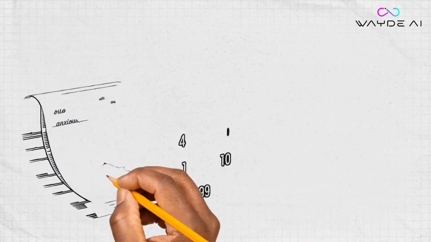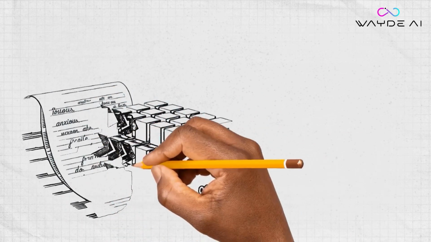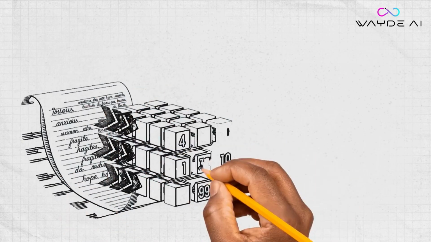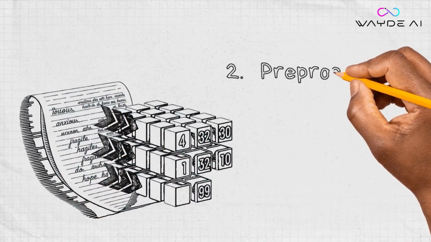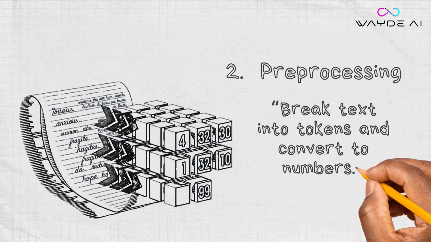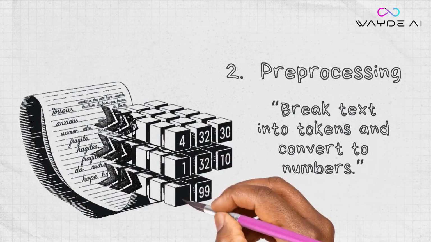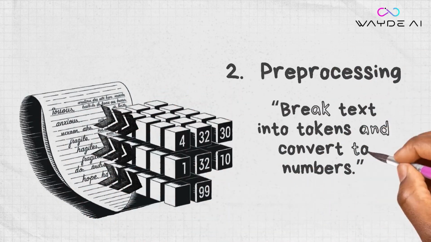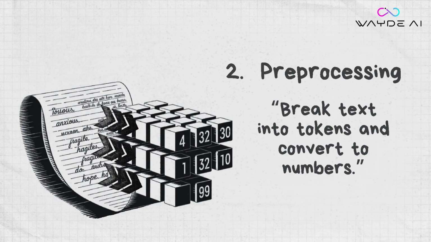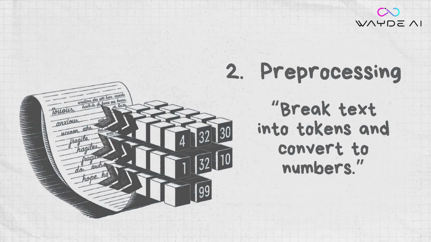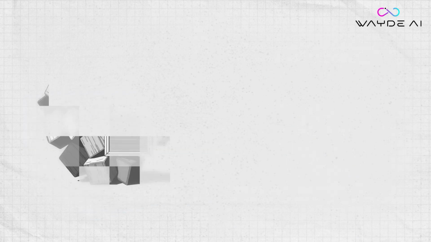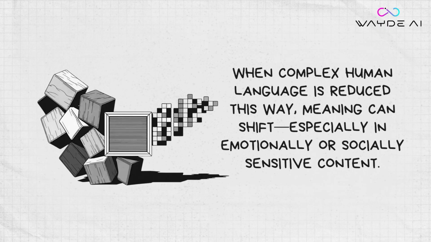Now, once the data is collected, it has to be prepared so a computer can work with it. And this stage is called pre-processing. The text is broken into smaller units called tokens and converted into numbers, which is the only language computers understand. This makes large-scale training possible. But it also means that tone, context, and nuance aren't explicitly preserved. They have to be inferred statistically later. When complex human language is reduced this way, meaning can shift, especially in emotionally or socially sensitive contexts.